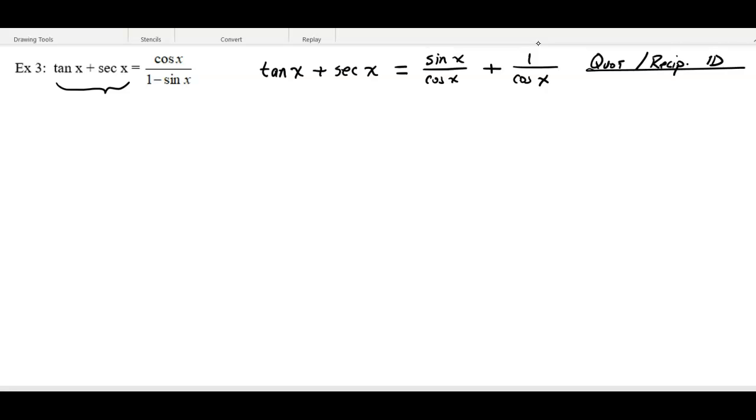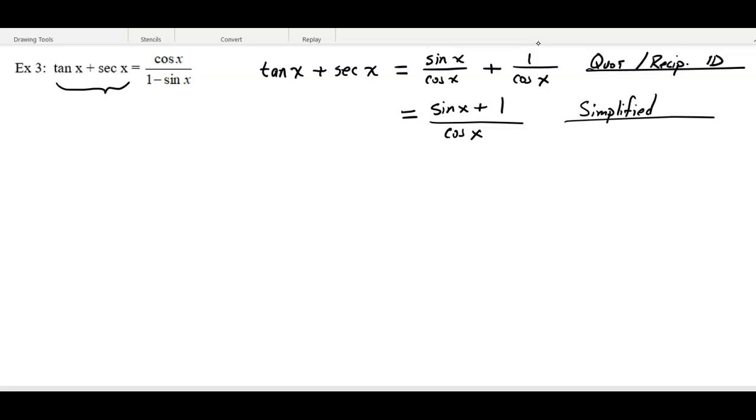Now, I can combine. So we have sine of x plus 1 over cosine of x. How do I know that? I just simplify it. So you can write simplify, simplifying, simplified, verb, noun, whatever.